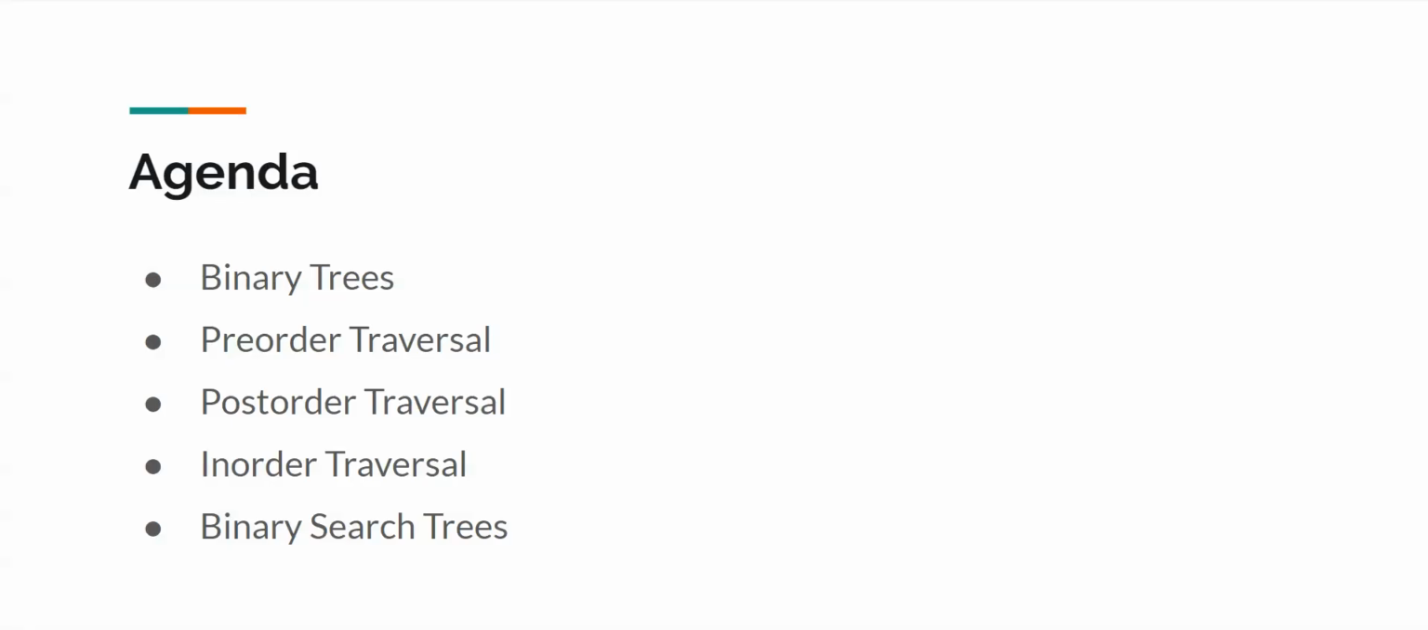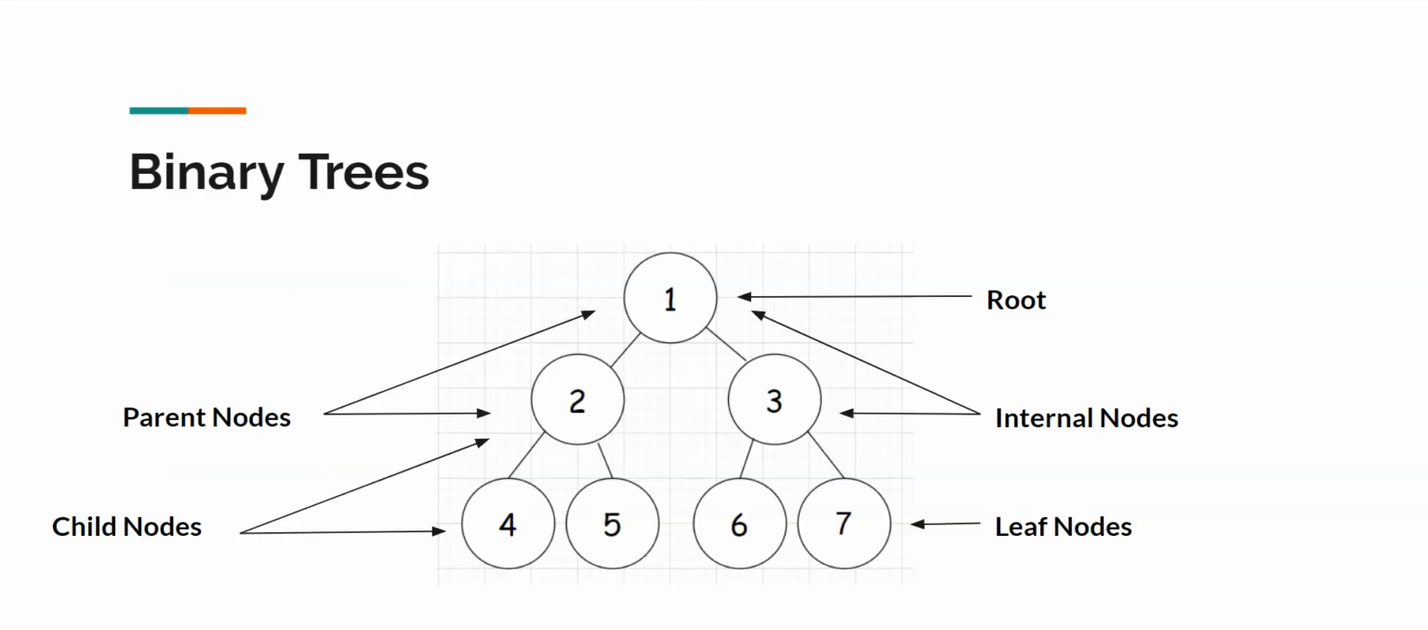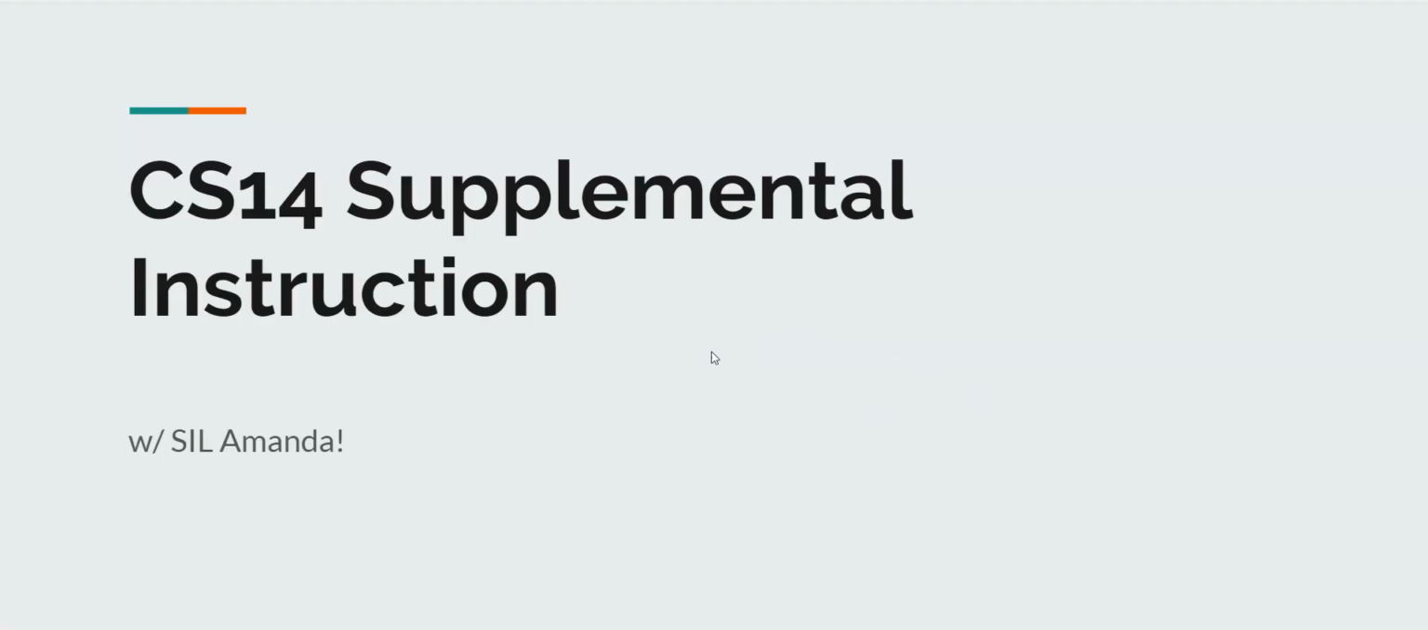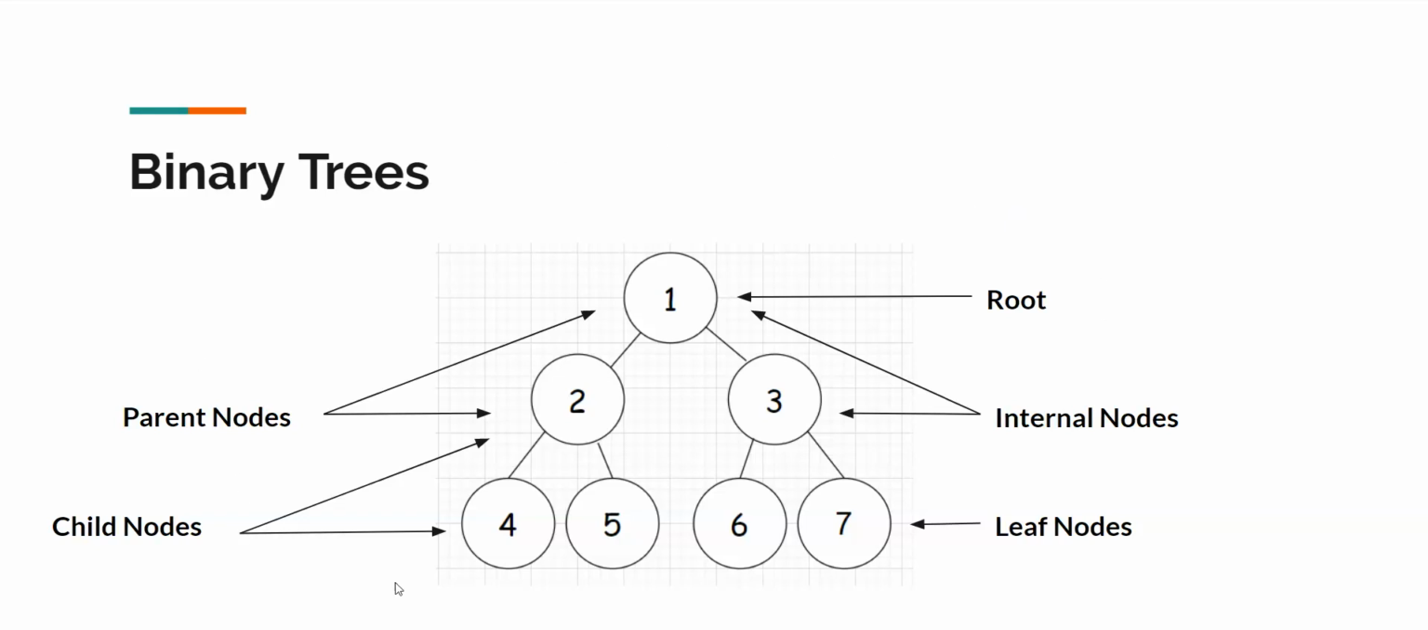Today we are going to introduce binary trees, go over pre-order, post-order, and in-order traversal, as well as introduce binary search trees. Trees, just like linked lists, use nodes to traverse through the data structure. First we have a parent node, and that parent node can go to their children, and those children can go to their children. So nodes that act as parent nodes are also called internal nodes, and the parent of all parents is called the root. And here we got our child nodes, and the child nodes at the bottom of the tree are called leaf nodes.